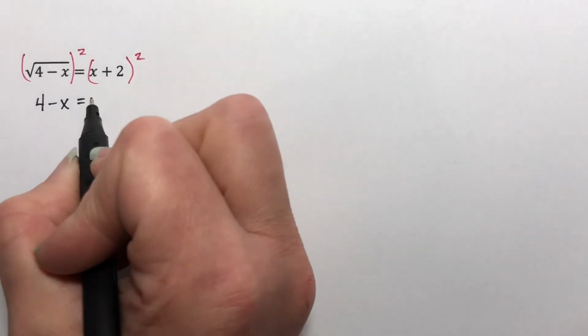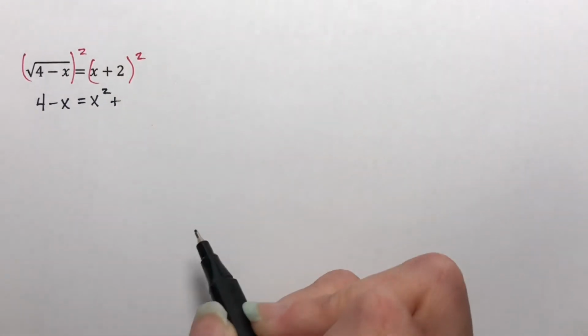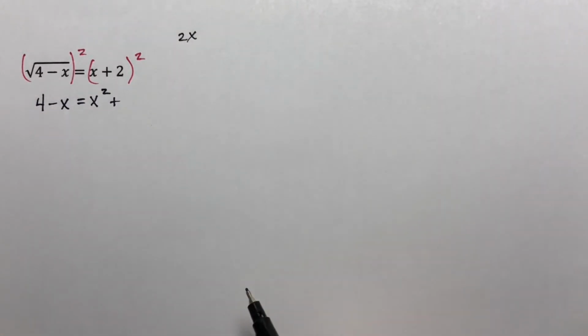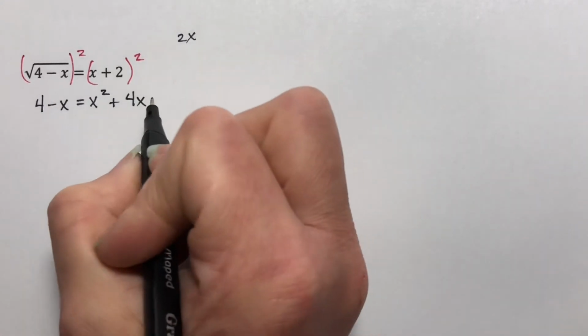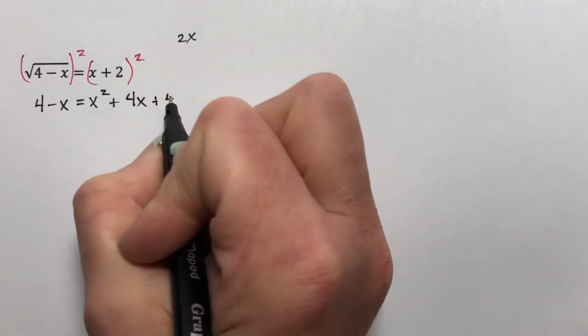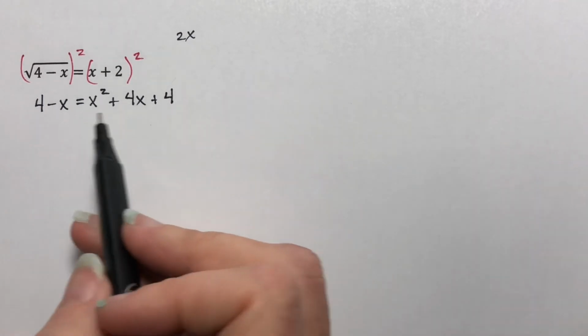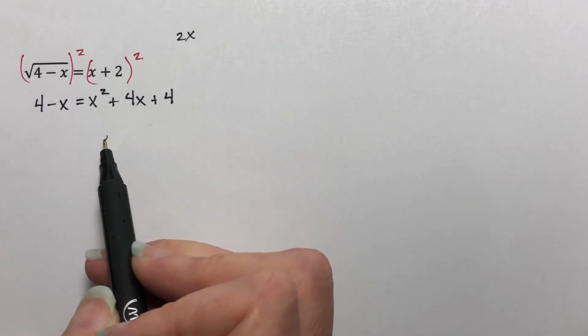You square your first term, which is x squared. Write down the sign from the middle. Multiply them together, and then double that, so that's going to be 4x. And then plus, you square your last term, which is 4. Okay. Now this is the first time that we ended up with a square here and it doesn't cancel out.